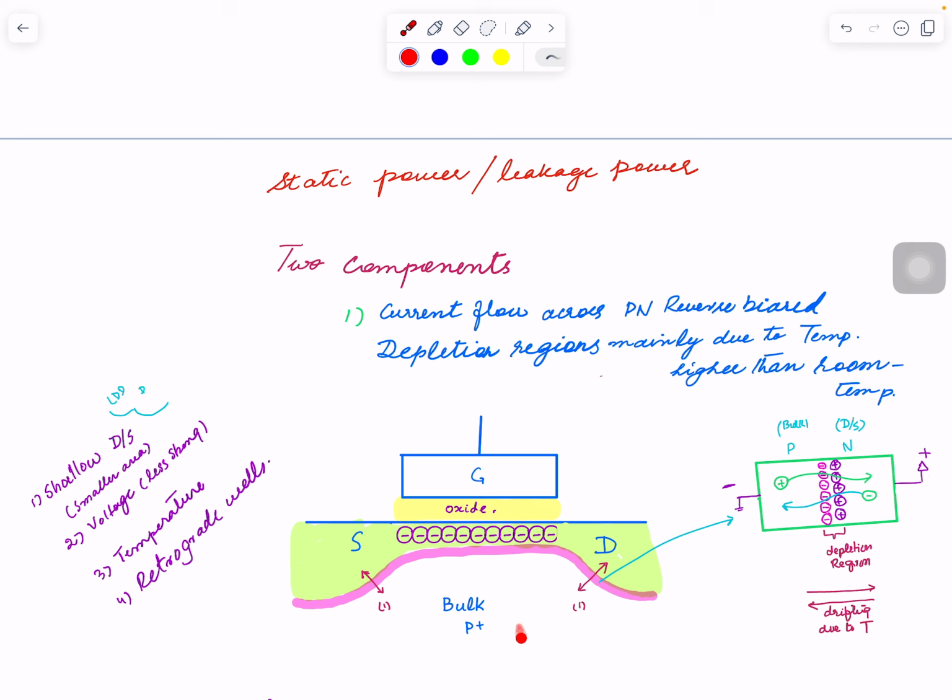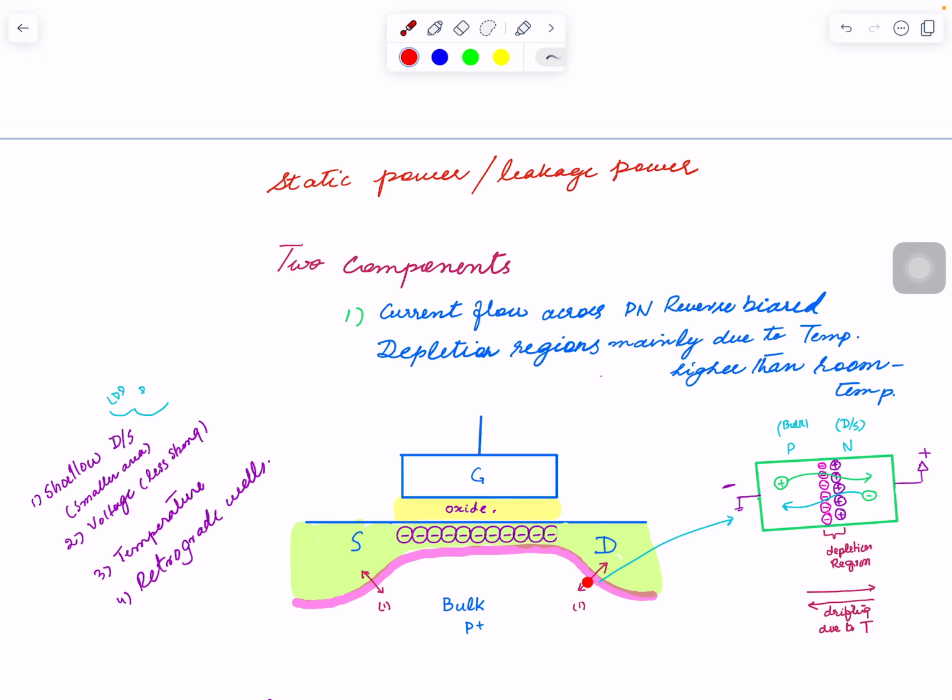This is NMOS, by the way. Source is grounded. Drain goes from 0 to VDD. As I told you, P is at higher voltage and these N regions are at lower voltage in forward bias. Whenever that is not the case, it's in reverse bias. But there are different stages of reverse bias. When a very strong VDD is applied, it's a pretty strong reverse bias.